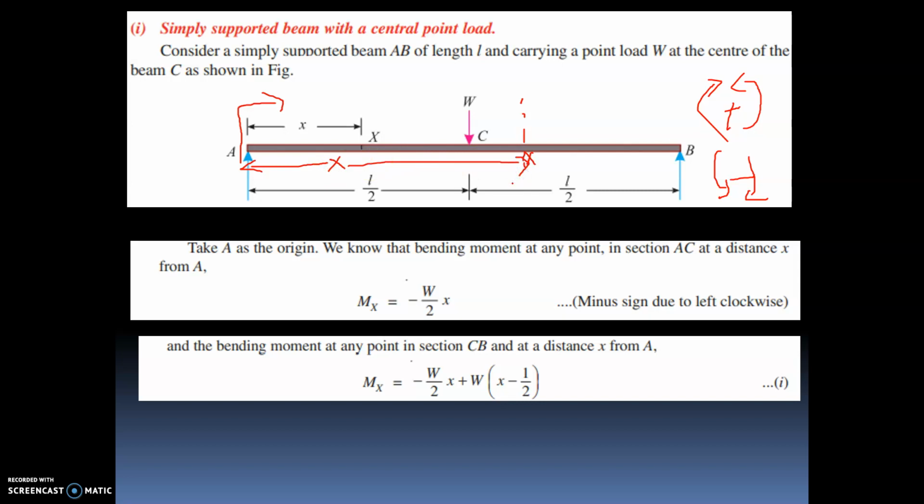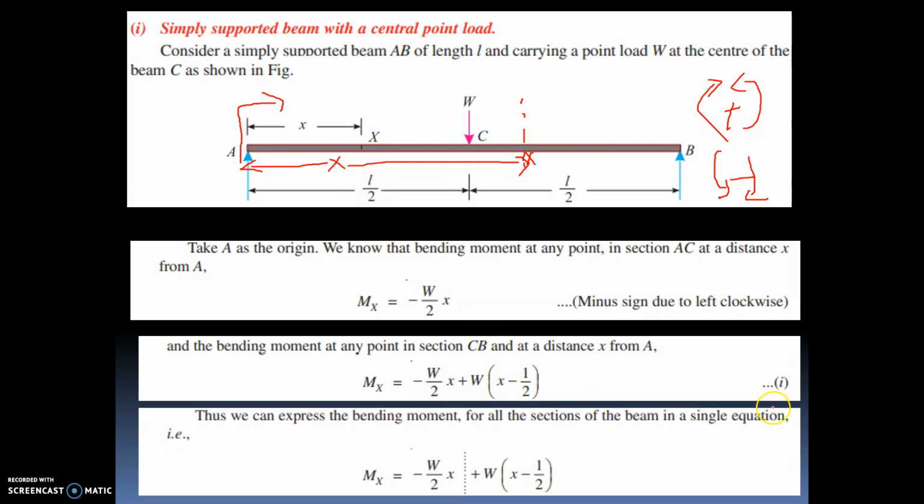Okay, now how will we write the bending equation? Here RA into X, that is W by 2 into X, RA into X applies from here till here. Now we have to consider the load. So RA into X, that is W by 2 into X, then this is still here. You have to consider this point from here to here. What is that? W into X minus L by 2. We want only this distance, right? So that is X minus L by 2. Okay, so this is equation 1.